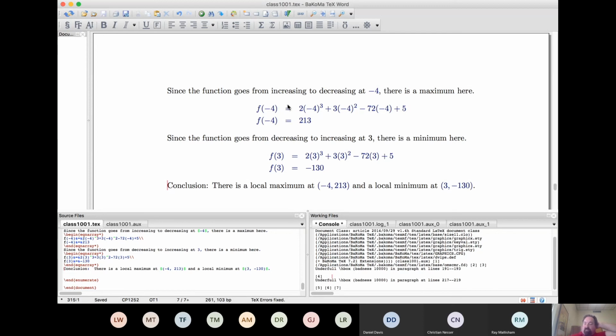All right, so that is how we find a local maximum or minimum of a function. And then for Monday's lecture, that'll be pre-recorded. You'll see how to find the absolute maximum or minimum of a function.